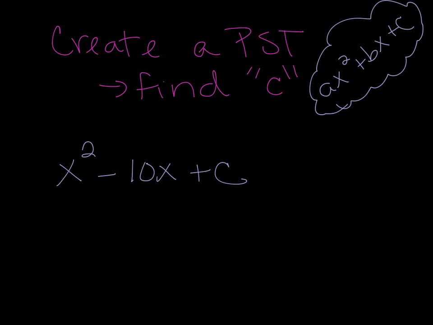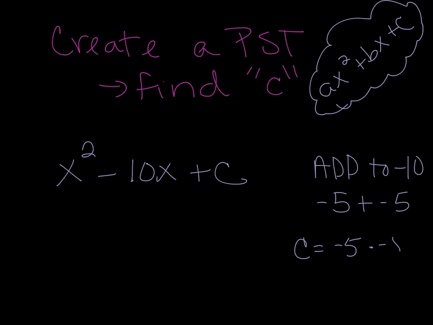So I need to think about this in terms of finding a number that's going to be the same, and when I add that number to itself, I get negative 10. When I multiply those two numbers together, that's what's going to create c. So if I think about what two numbers add to negative 10, the two numbers that would be the same are going to be negative 5 and negative 5. To find c, you're going to be multiplying those two numbers. And negative 5 times negative 5 is going to be 25.